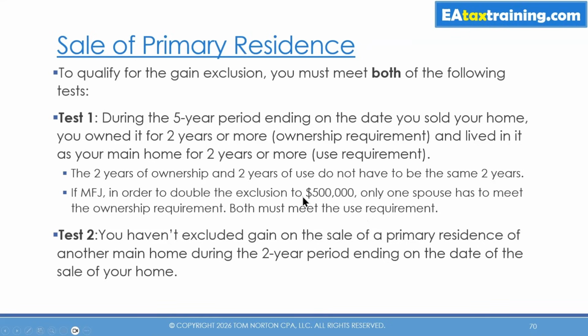So both spouses must have lived in that house for at least 2 years out of the last 5. Then the second rule is that you can't do this more than every 2 years. If you've excluded the gain on the sale of a primary residence in the last 2 years, you cannot exclude it again. You have to wait at least 2 years. For most people, this test is very straightforward. You've owned your house, you've lived in it for more than 2 years, you're selling it, you can exclude $250,000, or $500,000 if you are married filing jointly.